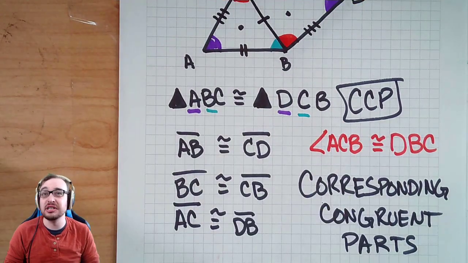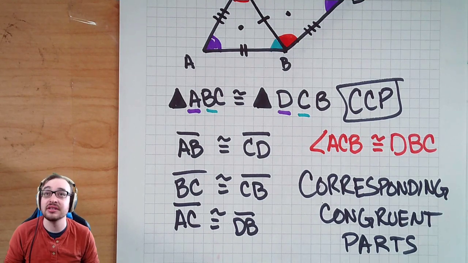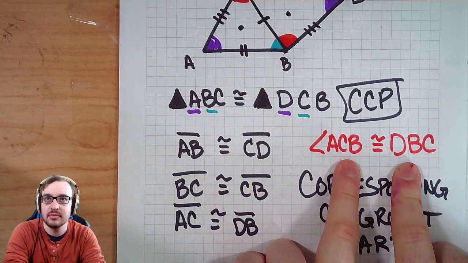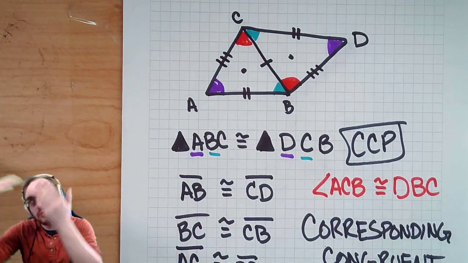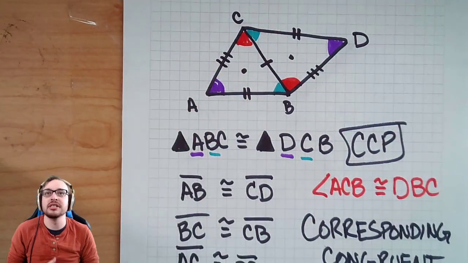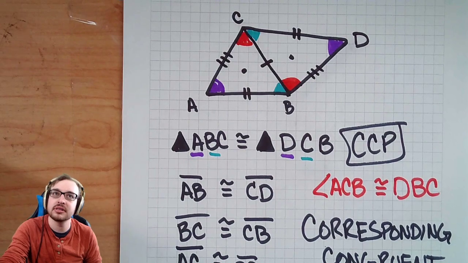Corresponding congruent parts, CCP, can be really important to know and be able to use. Oftentimes they won't say, prove these two triangles congruent. They'll say, prove that these two angles are the same. The way to do that is to first prove the triangles congruent, and then say, now that they're congruent, I know that these angles match up by CCP, corresponding congruent parts.